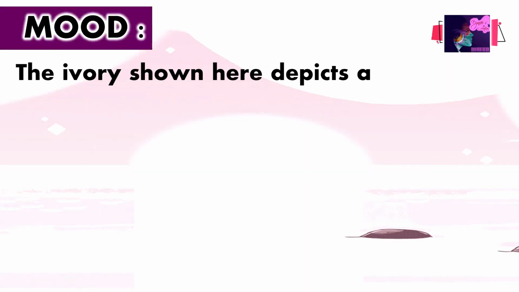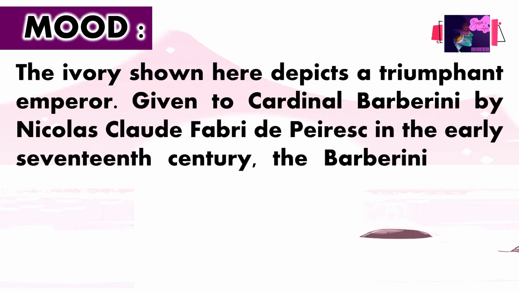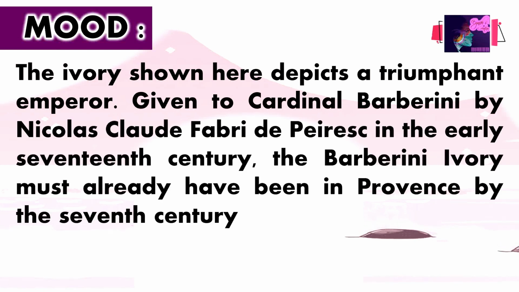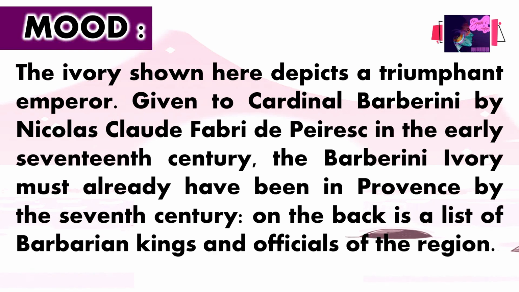For the mood, the ivory shown here depicts a triumphant emperor given to Cardinal Barberini by Nicolas Claude Fabry de Pierre in early 17th century. The Barberini ivory must already have been in Provence by the 7th century. On the back is a list of barbarian kings and officials of the regions.